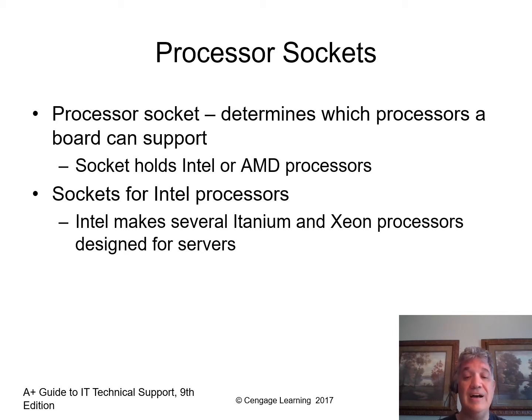Sockets for Intel processors. Intel makes several Itanium and Xeon processors designed for servers. Xeon is by far their dominant chip line. Itanium is still around, but there were flaws with it and it wasn't widely adopted like the Xeon processors were. Most of your mid-range servers, for example, will use the Xeon processor line.